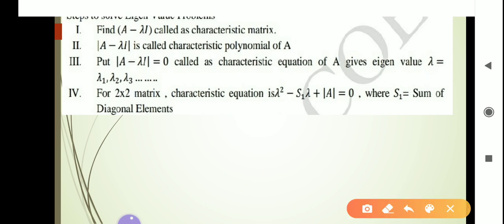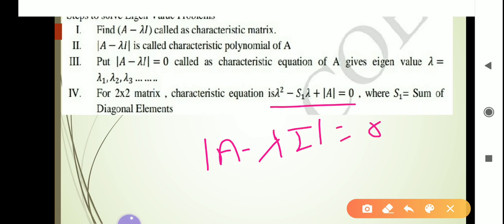Then how to expand this determinant? The determinant of A minus lambda I equal to 0 is expanded using this formula, that is lambda square minus s1 lambda plus determinant of A equal to 0. What is s1? S1 is the sum of the diagonal elements of the matrix, and the sum of the diagonal elements of a matrix is called the trace of the matrix. So this is for a 2 by 2 matrix.